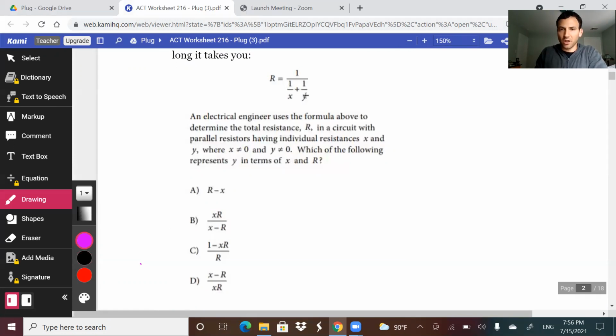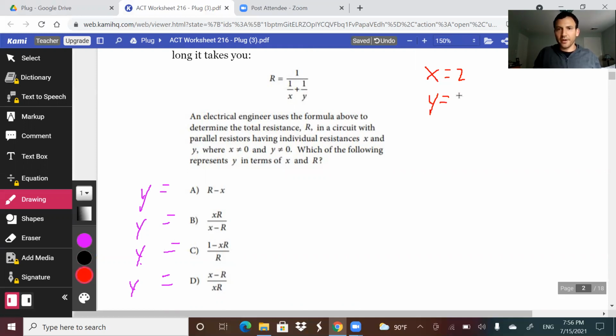So essentially, it wants us to isolate y. But I am just going to plug numbers because it's the ACT and I have a calculator. I mean, I could try to isolate y. And again, I'm warning you, it takes a lot of steps. But I'm just going to make x equal 2. I'm going to make y equal 3.